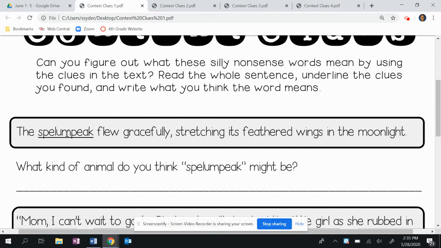So if I substitute that for bird, let's see if that works. The bird flew gracefully, stretching its feathered wings in the moonlight. That sounds right to me. That sounds good. So I'm thinking spelunpeak is a bird. So when it asks, what kind of animal do you think spelunpeak might be? I would write, I believe the animal spelunpeak is a bird.